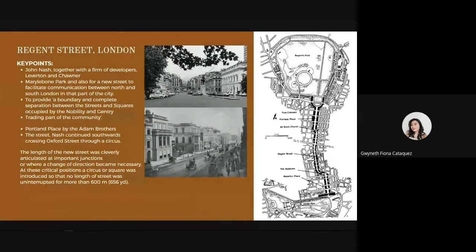Next is the Regent Street, London. John Nash, together with a firm of developers, Leverton and Chauner, was instructed to make plans for the Marylebone Park and also for a new street to facilitate communication between North and South London in that part of the city. He proposed that this clear edge in development should form the route of the new street to provide a boundary and complete separation between the streets and squares occupied by the nobility and gentry, and the narrow streets and meaner homes occupied by mechanics and the trading part of the community.